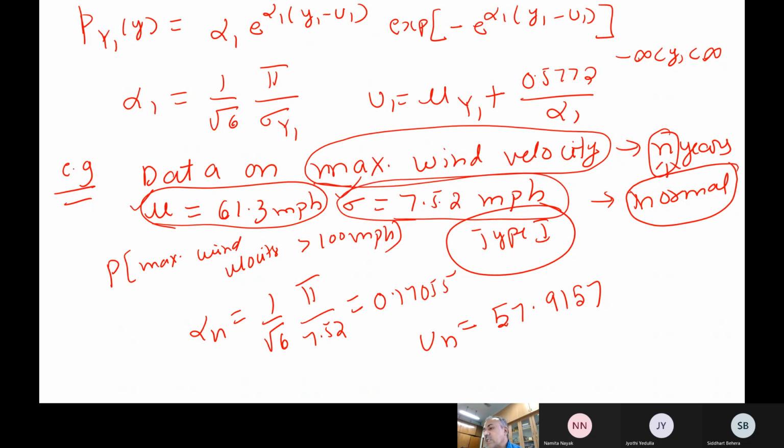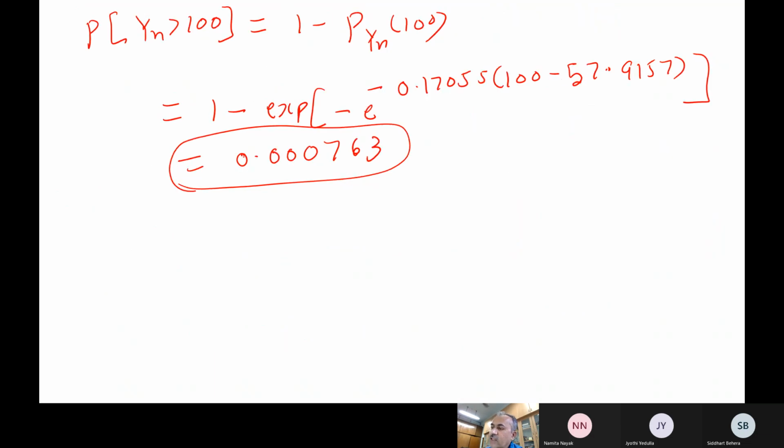You followed? 7.52 means 3 times sigma, 7 threes are 21. So 21 plus 61 gives 85 or something only. So 100 is much beyond your limit itself. That's why the probability of getting these types of values is extremely low.